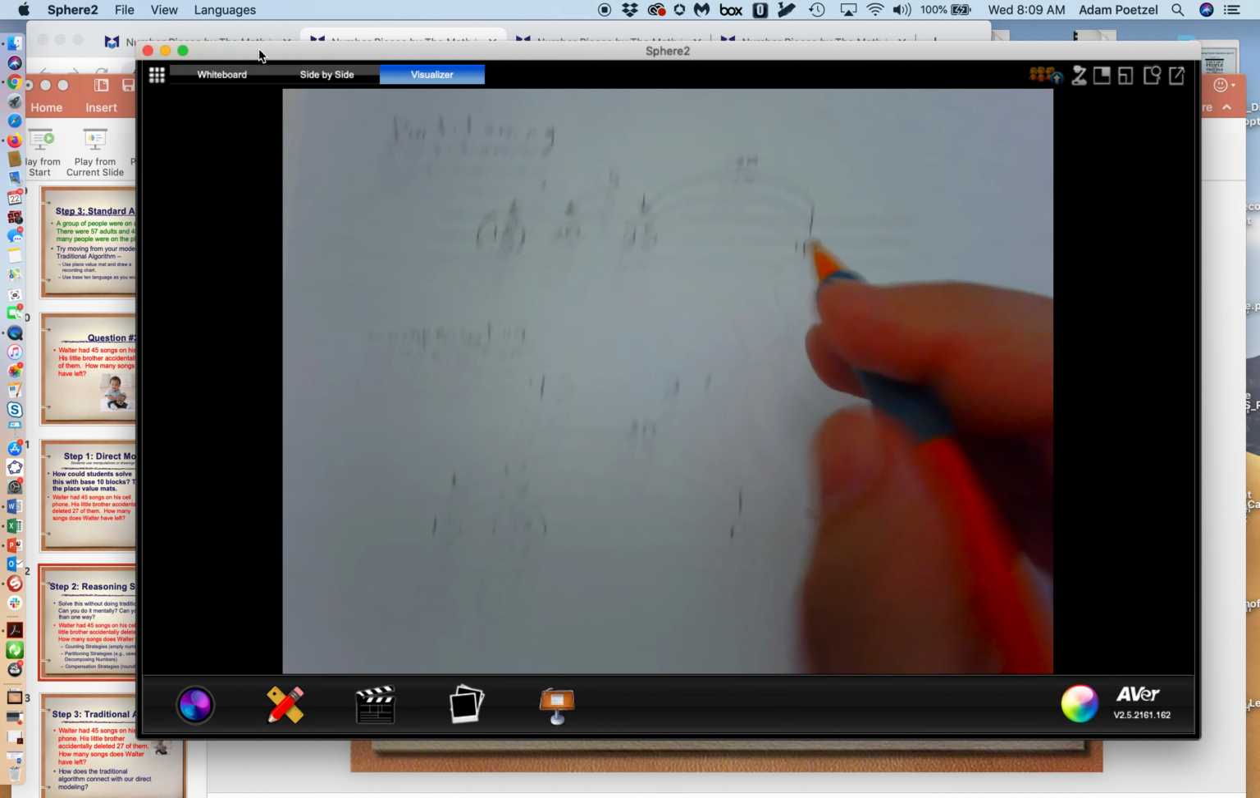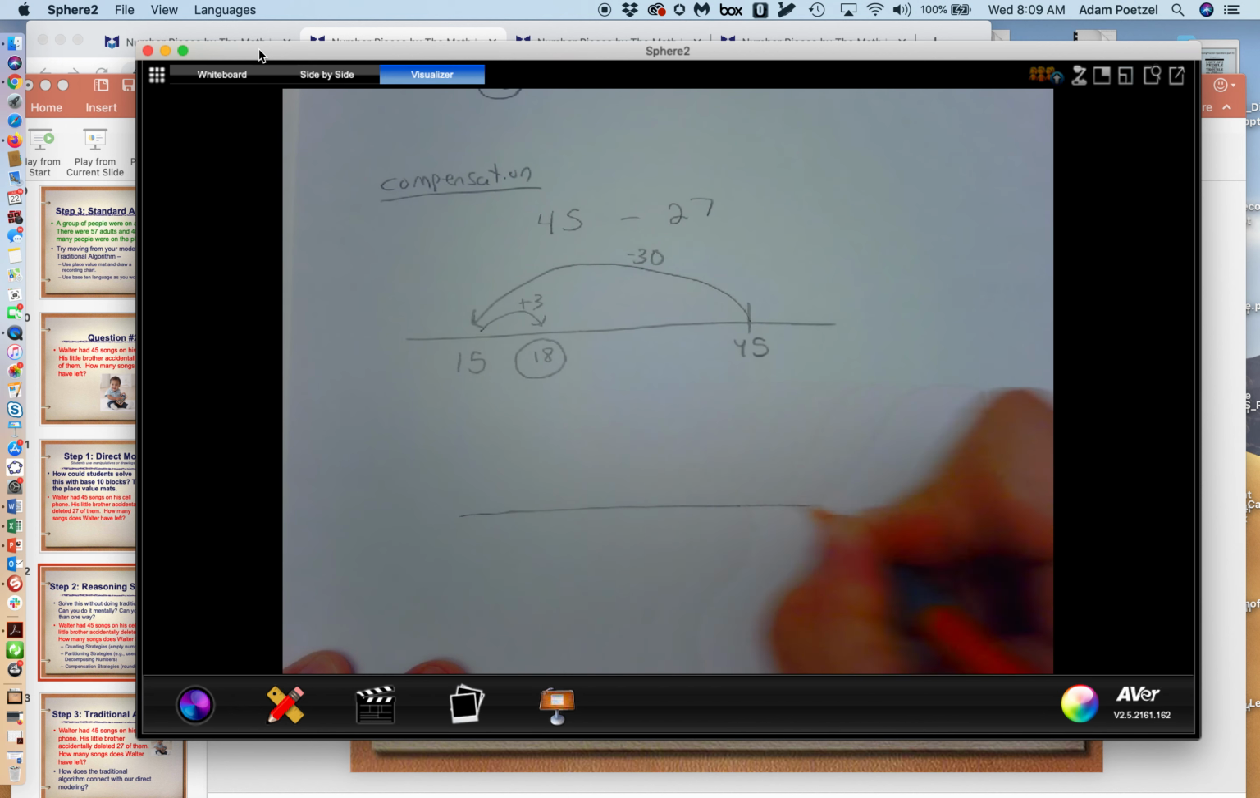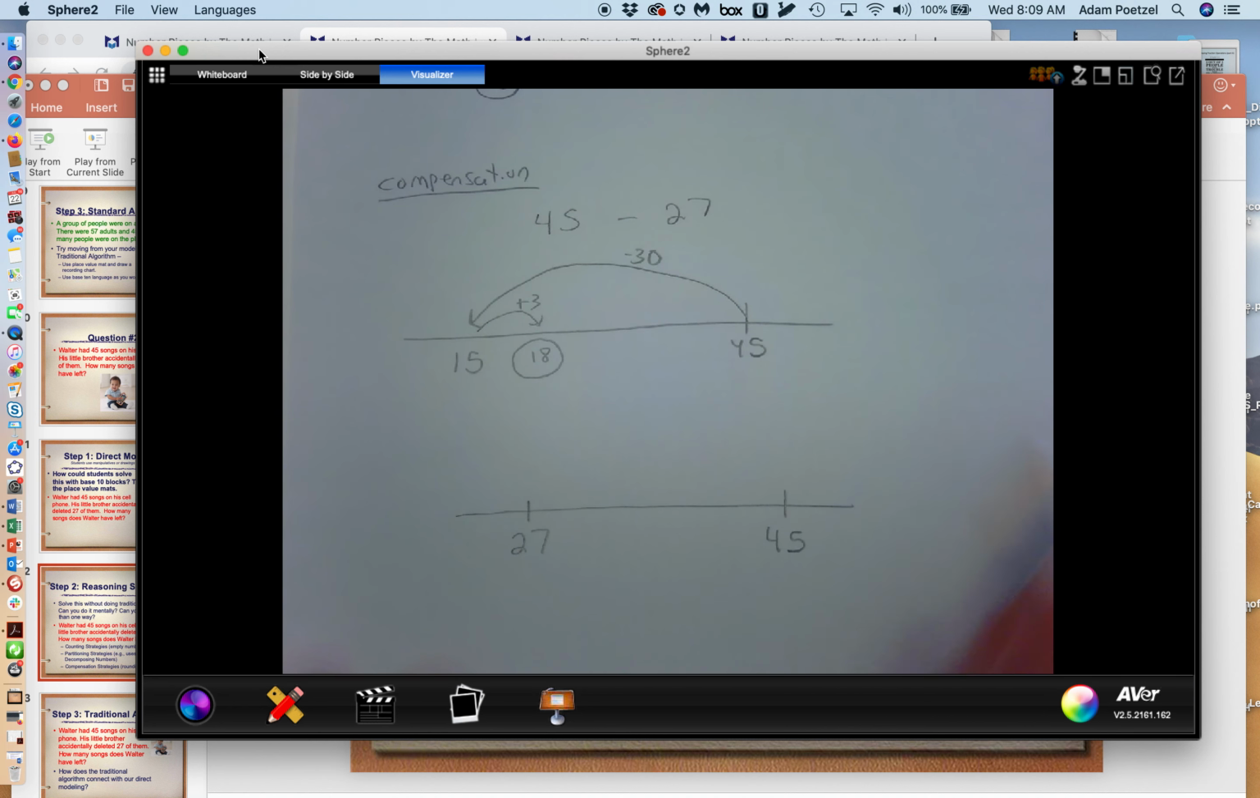Now, there is another thought with subtraction as well, which also works, which I'd like to show. Another way that we'll see students and us do this sometimes is actually starting with 45 and 27 on the number line and realizing that subtraction is just the difference between these two numbers.